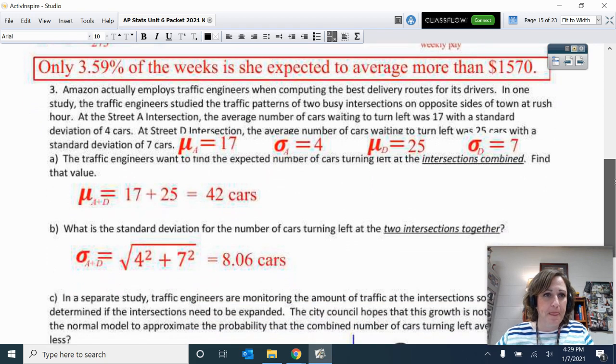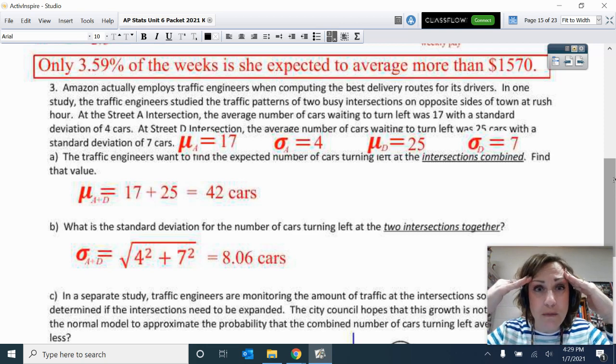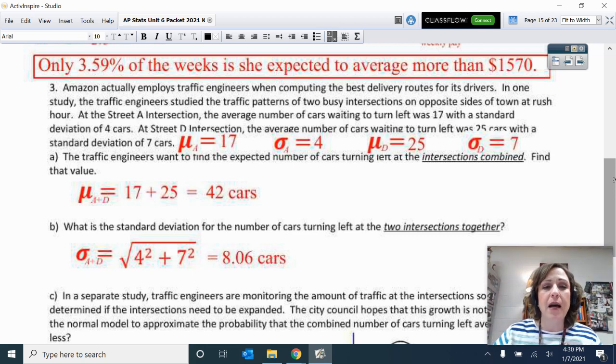All right, next. Amazon. You know what? This is so true. I cannot tell you how many places statistics is happening. They employ traffic engineers when computing the best delivery routes. Such a huge operation. Even things that detailed go into this whole program. They study traffic patterns of two busy intersections. They know the intersection and the number of cars that are waiting to turn left, and then at intersection D, the number of cars waiting to turn left.